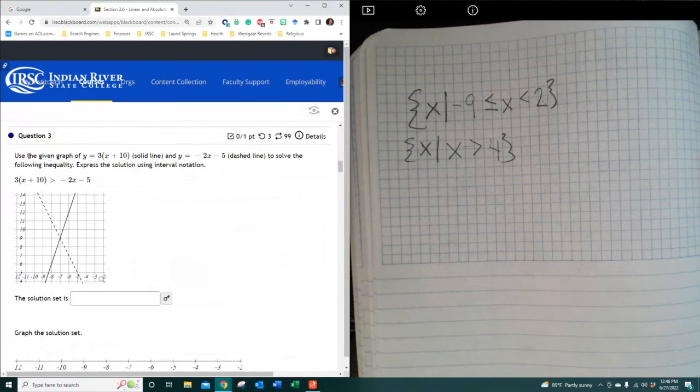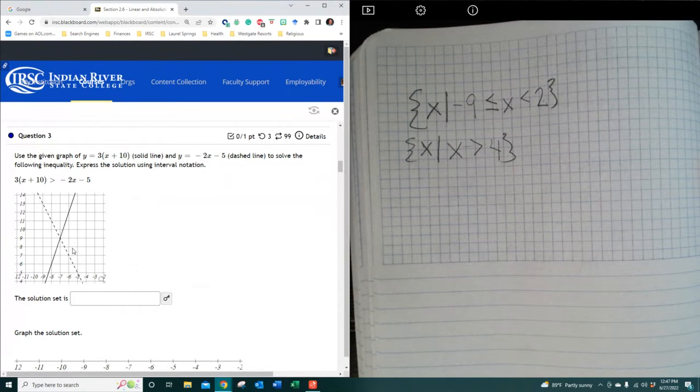Okay, now it says use the given graph for this. Okay, where is this line? Now you have to think about, this line is a positive value. It's going to be the darker one, and it says the solid line, whereas this line right here is the dashed line. And basically it's asking, where is this solid line above, because it's greater than, the dashed line? And that would be from the value of -7 to infinity, because it's above it. It's higher than it. It's greater than it at these values.